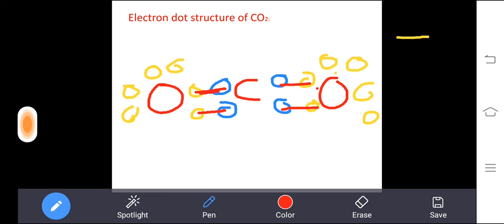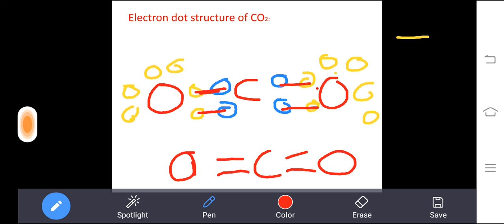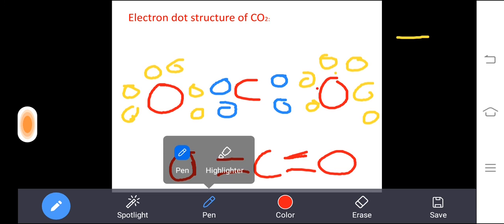So if you want to draw the structural formula, it will come like this, students. O double bond C double bond O. This is the structural formula for carbon dioxide. So this is the simplest way. In the electron dot structure, you don't need to draw the line. Without drawing the line, by using the dots alone, you can represent. That's enough. And you want to draw the circle. Why the circle is drawn, again I am saying, is to show that each atom will attain the octet configuration. For that purpose only it is mentioned.